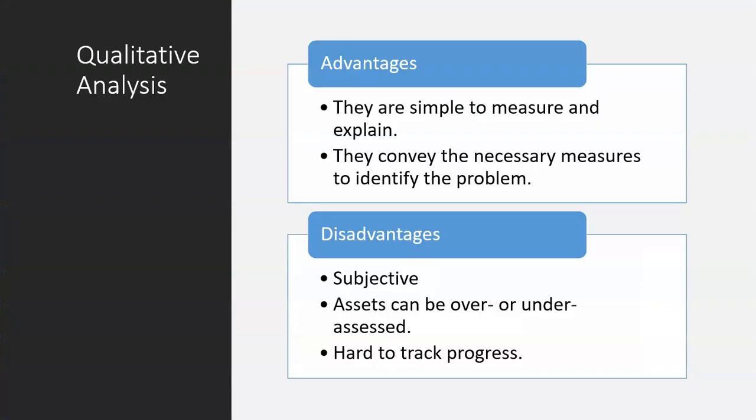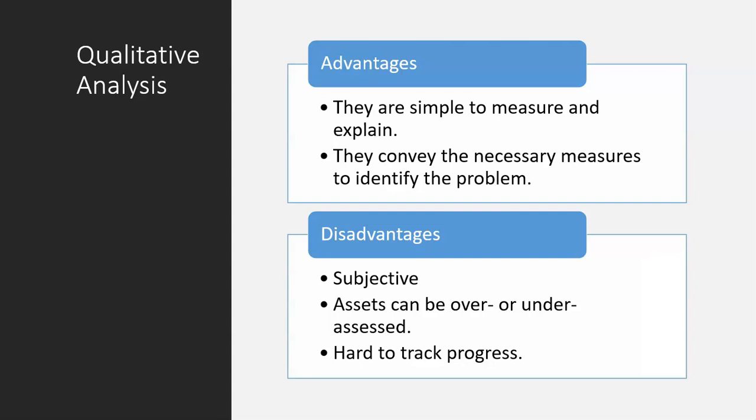Now let's understand the advantages and disadvantages of the qualitative approach. So the qualitative approach is simple to measure and also very easy to explain. It also conveys a necessary measure to identify the problem. But the disadvantages of qualitative approaches are that they are more subjective and depend on the experience and judgment of the analyst. Also, the asset can be over or under assessed in this particular category. Also, the recommendations are very subjective. It is very hard to track the progress in the qualitative approach.